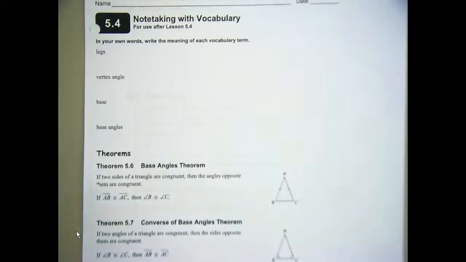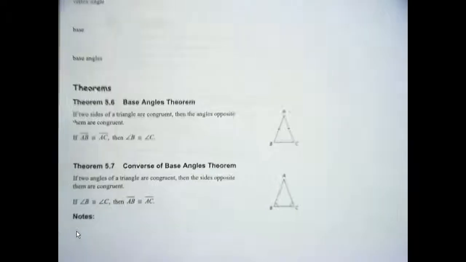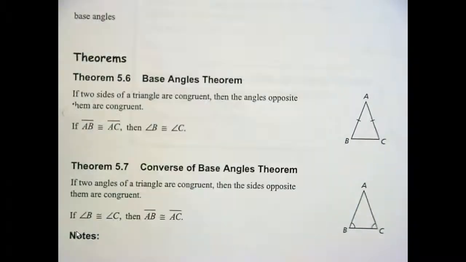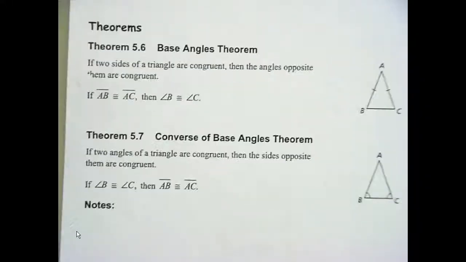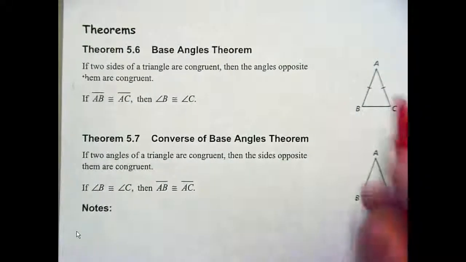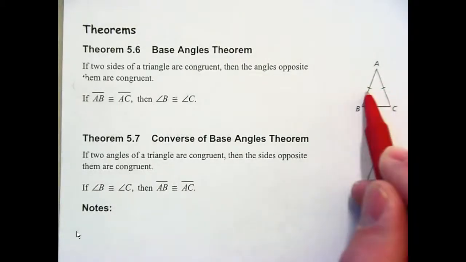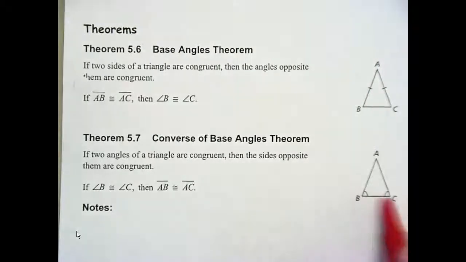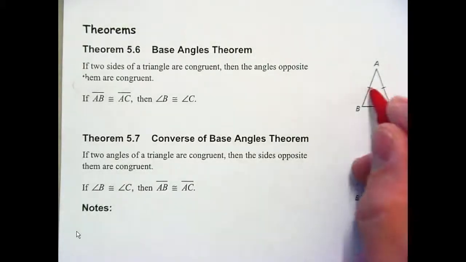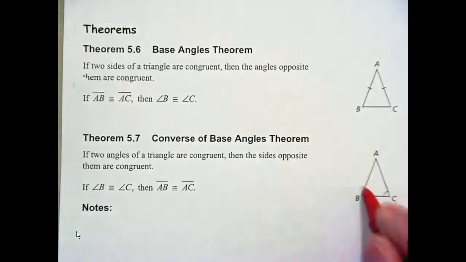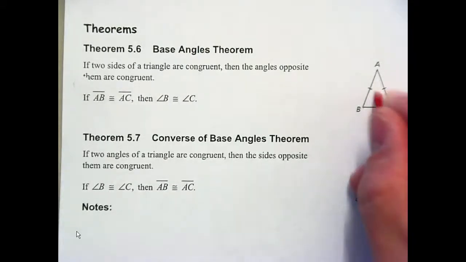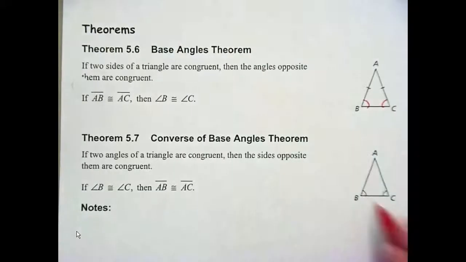If I have an equilateral triangle or an isosceles triangle, let's start with an isosceles triangle. Isosceles triangles have two sides that are congruent. The thing that a lot of students forget is that they also have two angles that are congruent. If you have these sides congruent, these legs, then those angles opposite those legs are also congruent. So if this side's congruent to that side, this angle is also congruent to that angle. Or if this angle is congruent to that angle, then that side is congruent to that side.